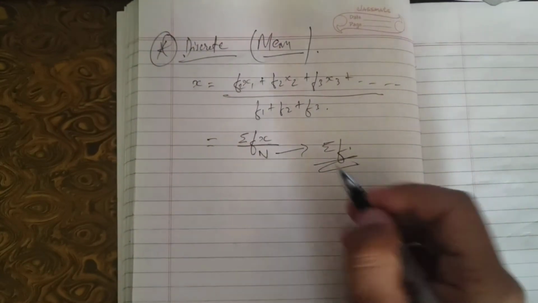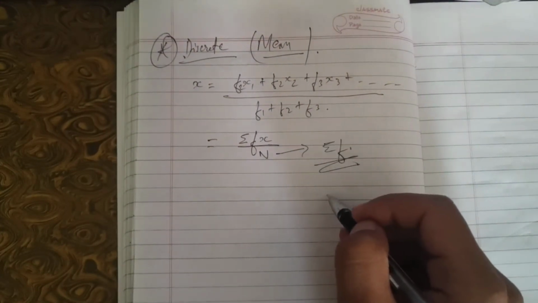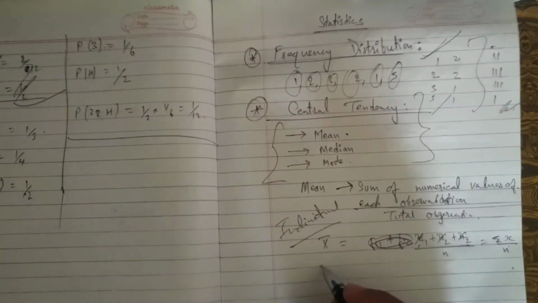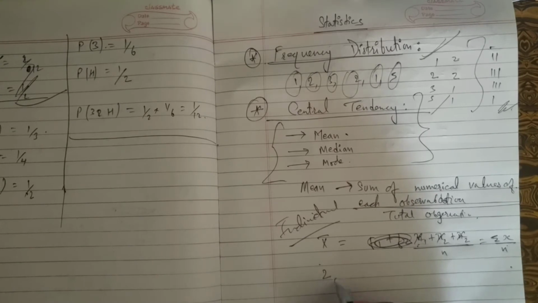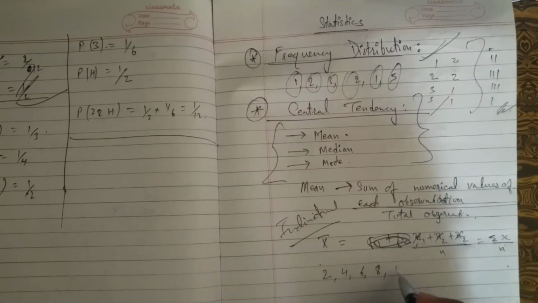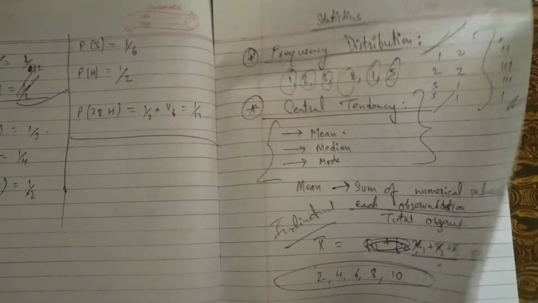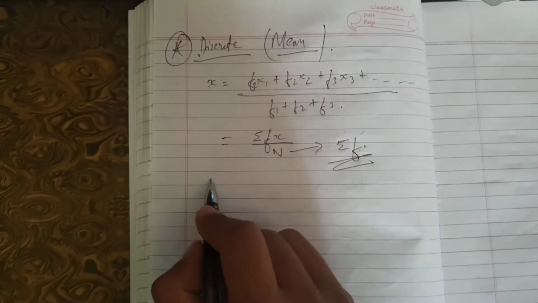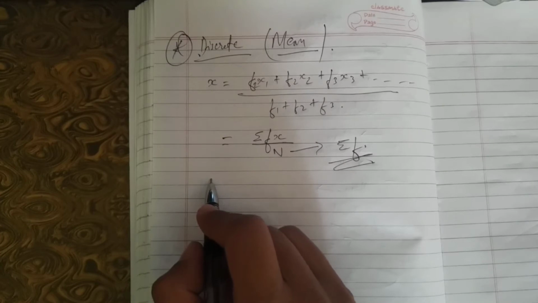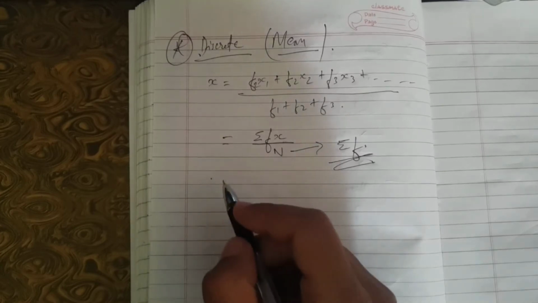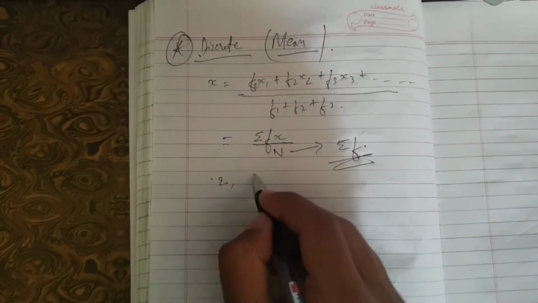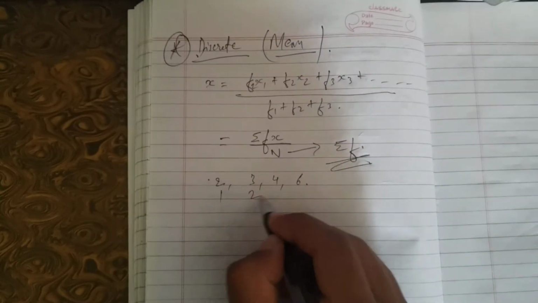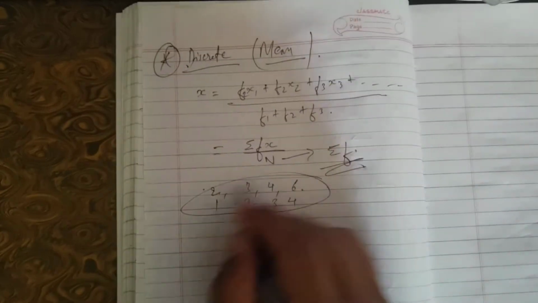So the type of data that will be given is that in case of individual you will be given only this kind of data: 2 4 6 8 10, only individual, right? In case of discrete you will be provided the frequency of the observation as well, meaning how many times it is repeating. So 2 3 4 6, and then 1 2 3 4, you will be given two sets of data.